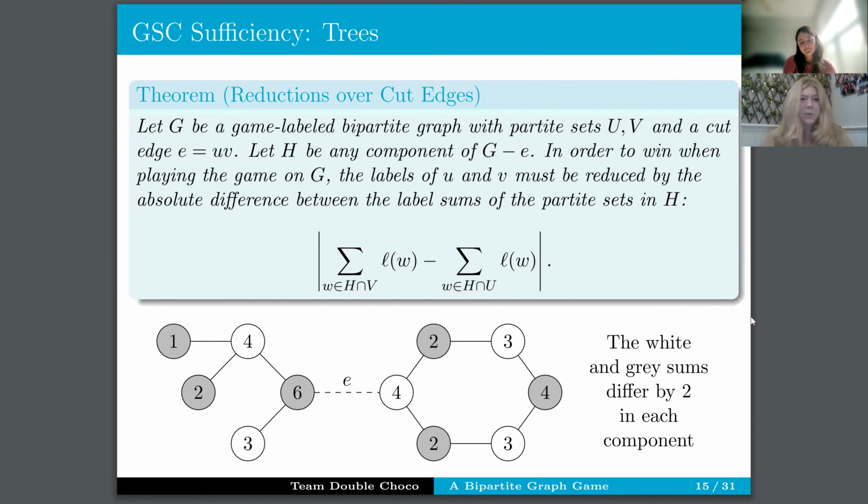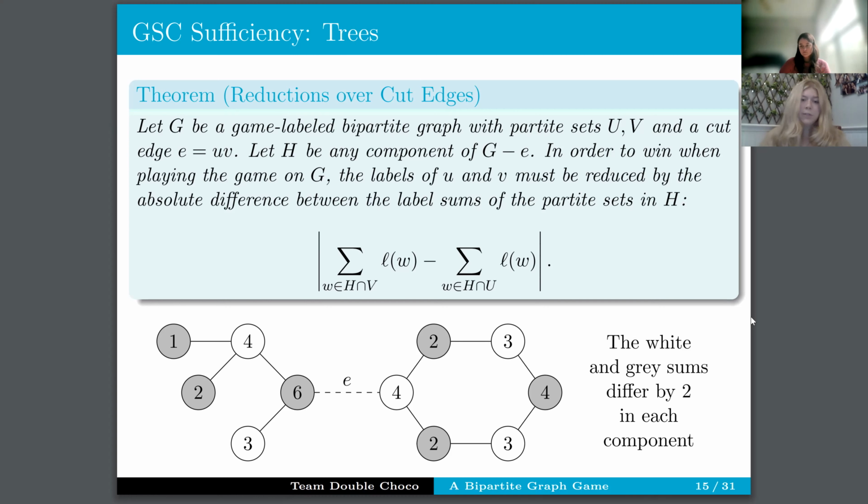Something that arose while working with the sufficiency of trees is the idea of a cut edge. We have found that all trees have cut edges, and a cut edge is an edge that you can remove and you will make 2 disjoint graphs from the overall graph. So when working with cut edges, we find that you can determine what the reduction across that edge must be by looking at the sum of the labels of the gray vertices and the sum of the labels of the white vertices on both of the disjoint sets.